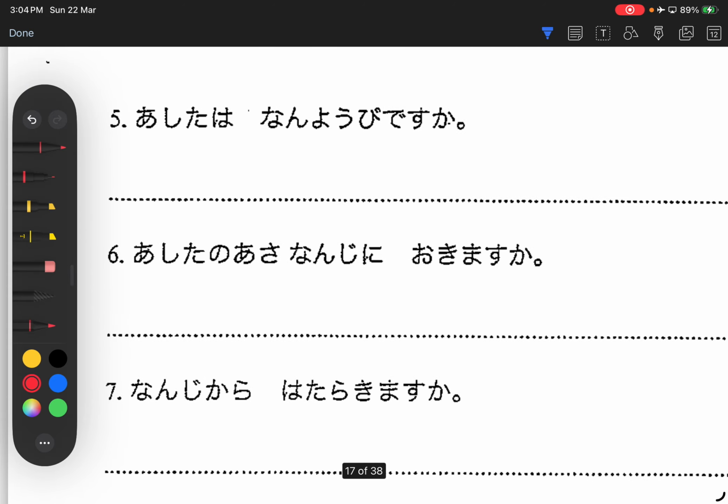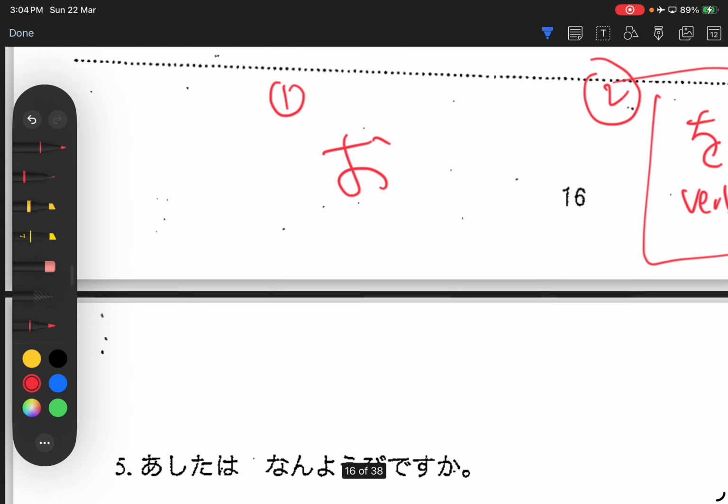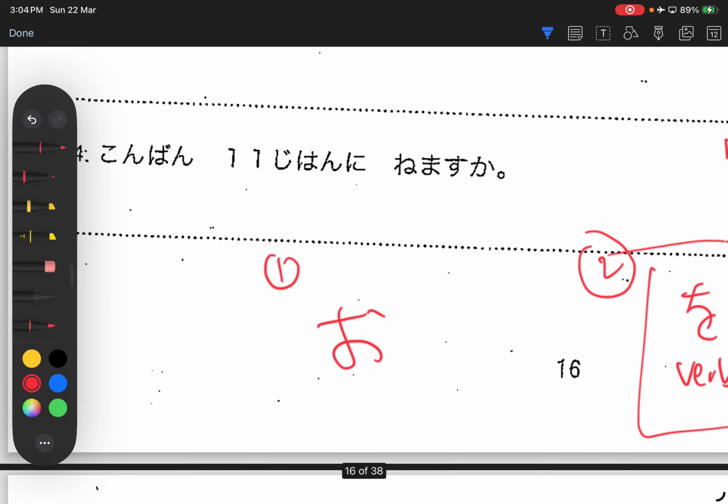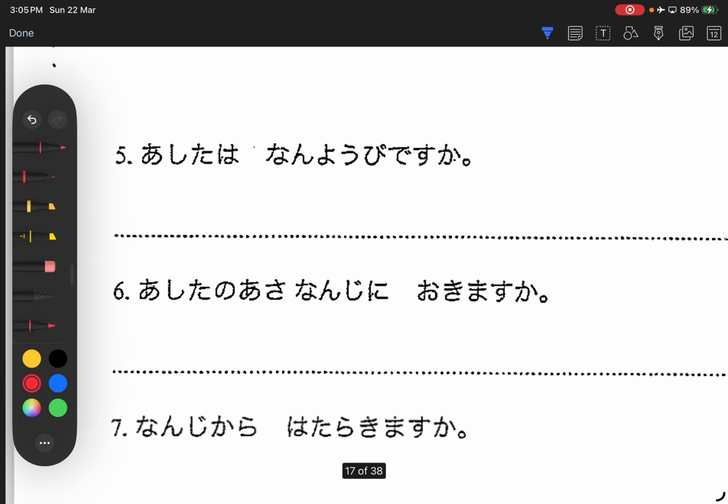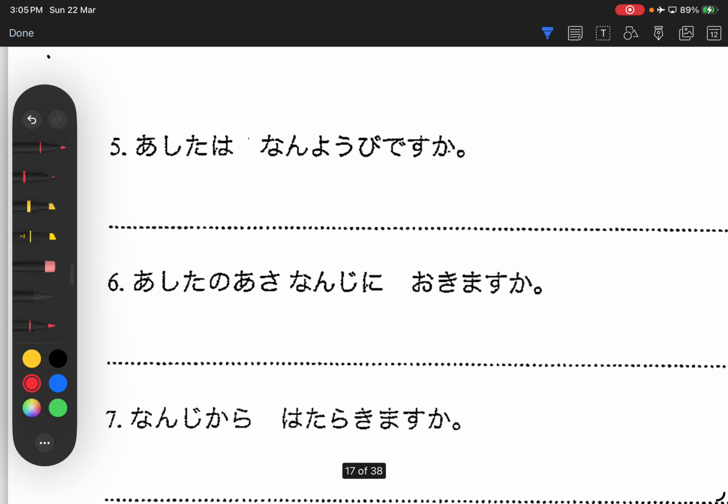Next page we have number 5. When you say yes, must you repeat the whole thing, or can you shortcut it? Okay, you can just say はいそうです。Remember? そうです。That's the shortest one I can give you. はいそうです。Okay, next page, number 5.